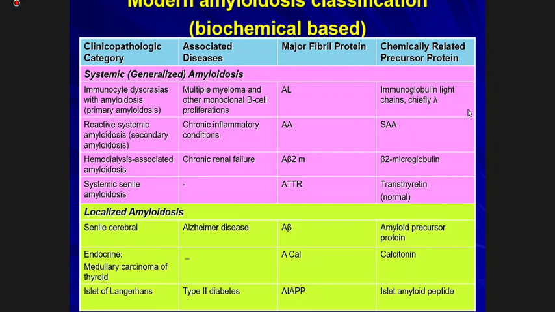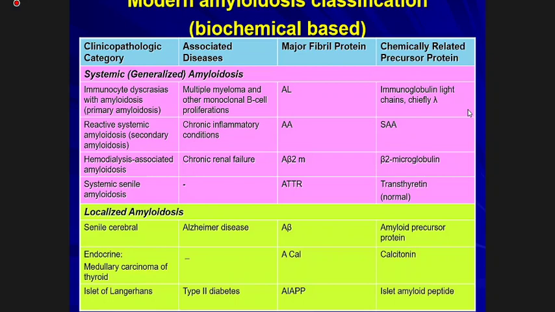So the fibril protein that forms this type of amyloidosis is the AL protein. It is formed mainly by the immunoglobulin light chain, apparently mostly the lambda light chain. The immunocyte type, the multiple myeloma, is classified as primary amyloidosis, but we are not going into that type of classification.